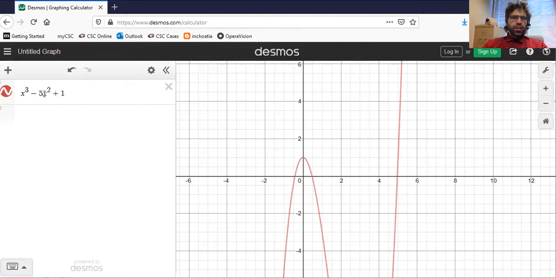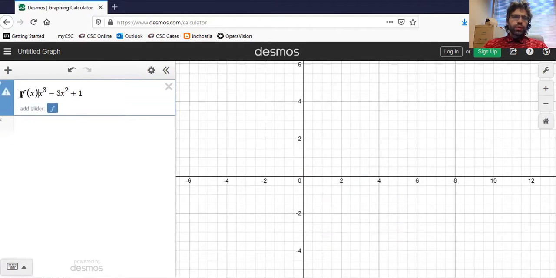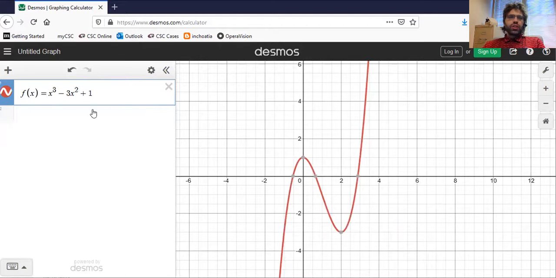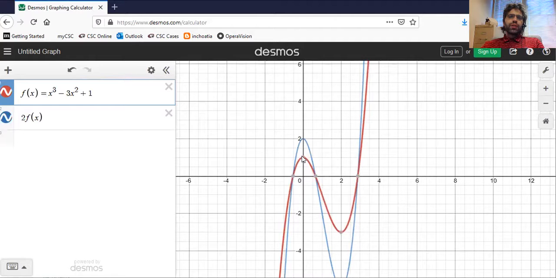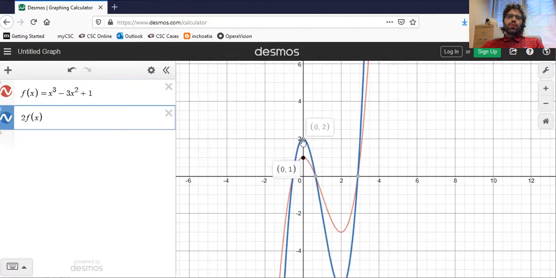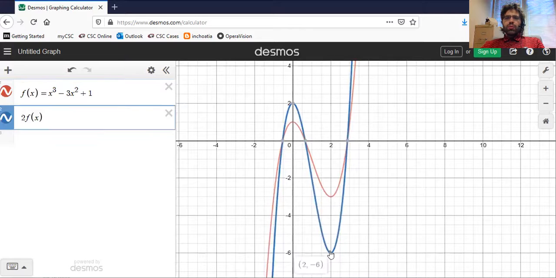So here's a function. Let's make sure we're using function notation. And now let's multiply that function by 2. So this point here got pulled upwards to that point there. This point here, being below the x-axis, got pulled downwards to this point here.